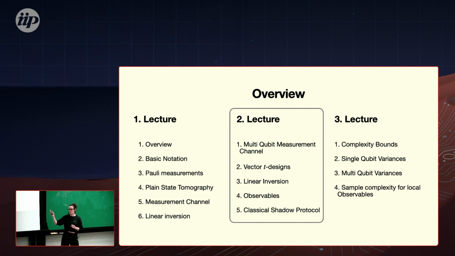This lecture, we will look at multi-qubit measurement channels for the local Clifford measurements and the global Clifford measurements. Then I will briefly explain the 2-design, which we actually need for the global Clifford measurements calculation. Then we will also invert these channels. I will quickly talk about what I mean by observables, and then I will finally state the classical shadow protocol, which, as you remember, is a readout protocol and also an estimation protocol.